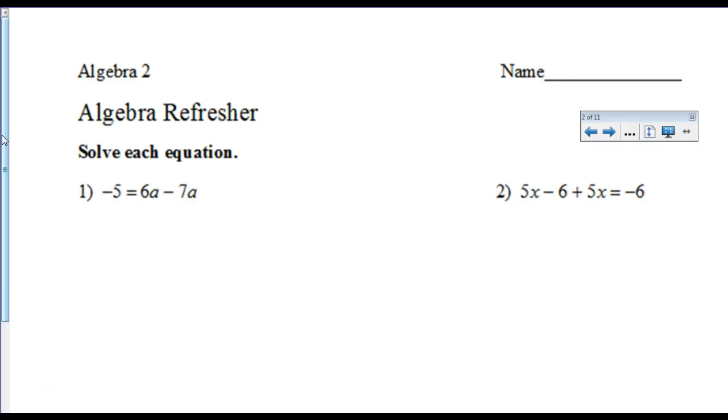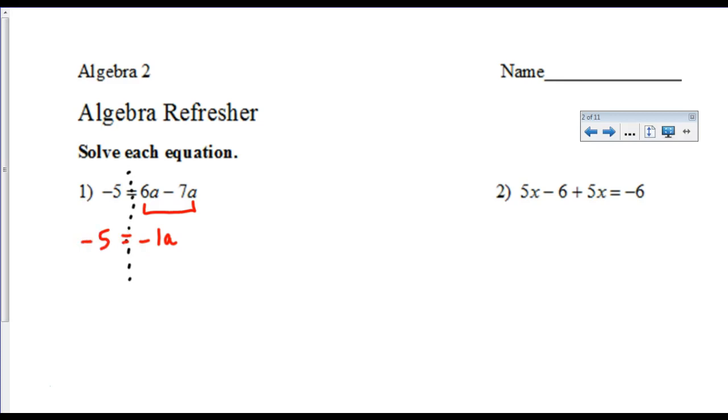So remember, equations are like balances, scales, and whatever you do to one side of the equation, you have to also do to the other. So what I like to do is put a line down the middle of my equation so I know what side I'm working on. And on each side of the equation, you want to combine any like terms. So I notice right here, on the right side of the equation, 6a minus 7a is really negative 1a. So I'm going to write that as that, so I can combine my like terms.